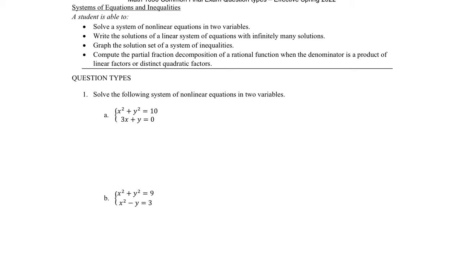So starting with question 1a, this is a system of nonlinear equations. We're not graphing this, we're just solving it algebraically. This here would be a circle, and then a line going through the circle. So most likely going to have two solutions because a line can go through a circle twice.